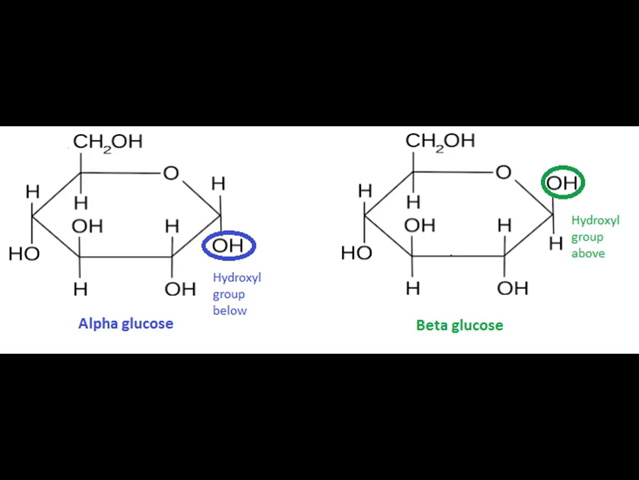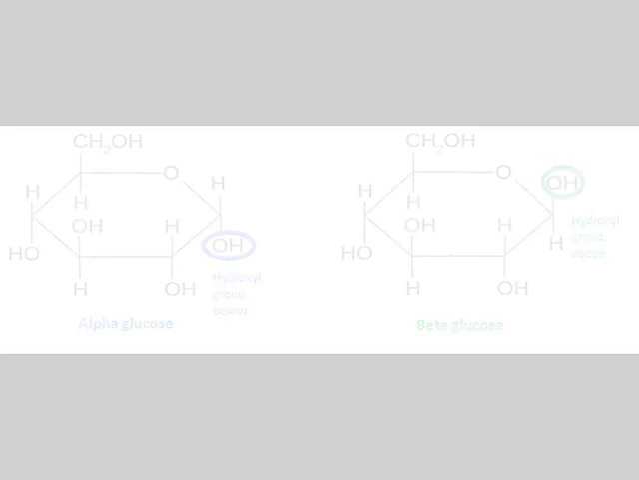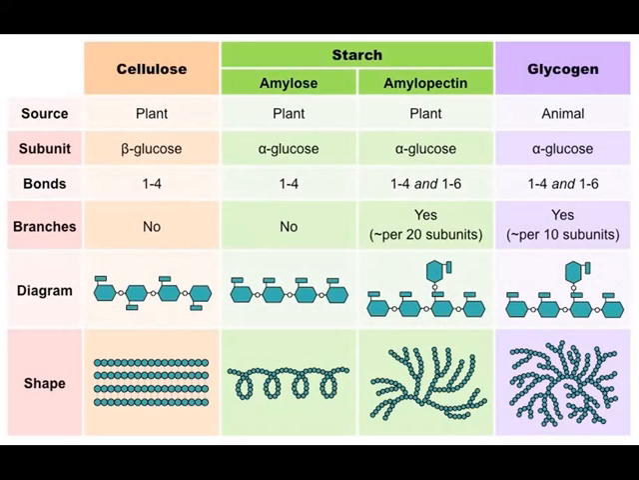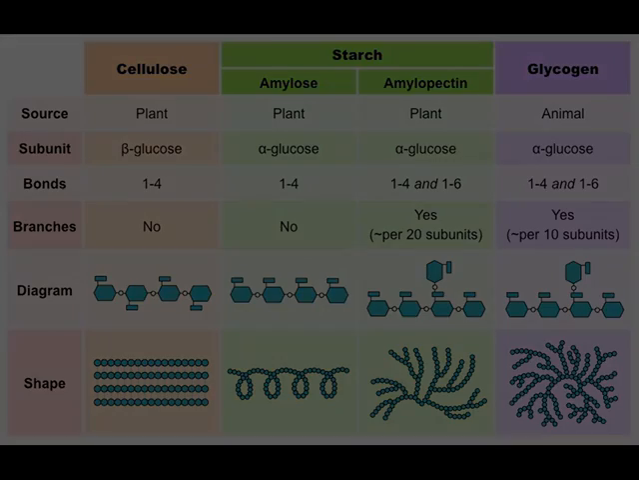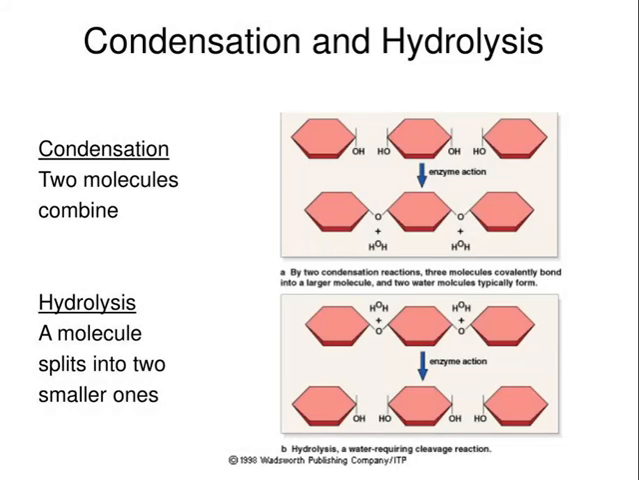On alpha glucose, the hydrogen is on top. On beta glucose, the hydrogen is on the bottom. This affects the way that glucose polymers form. Starch and glycogen are made when alpha glucose join together and form many 1 to 4 glycosidic bonds. They have 1 to 6 branches. Cellulose is made from beta glucose. We will look at proteins and lipids in more detail later on.